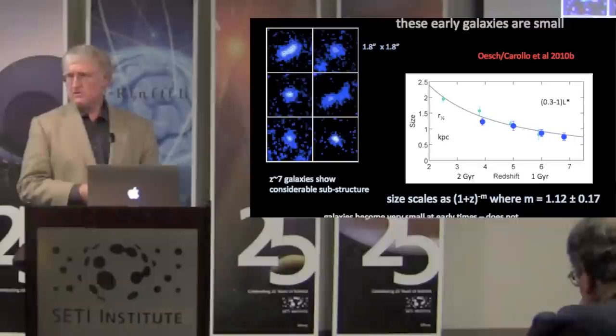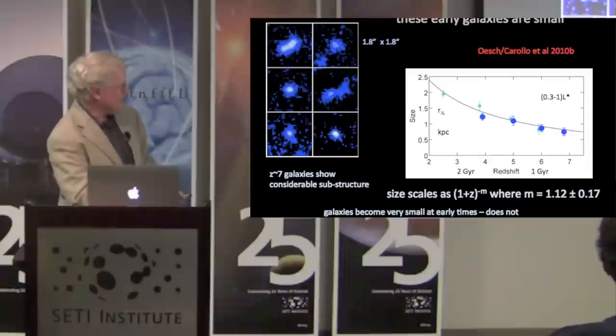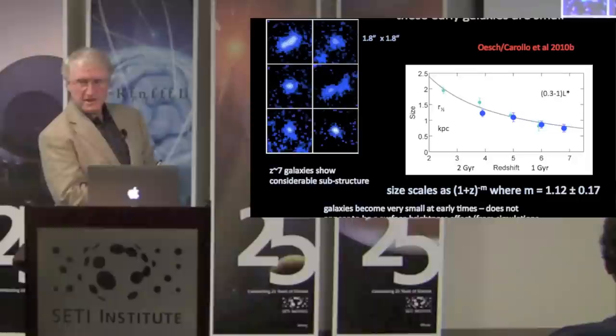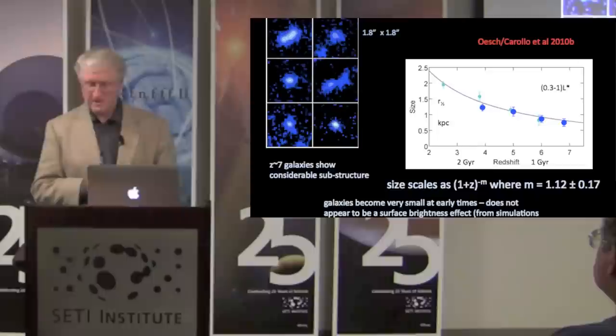They look like fuzzy little blobs, interestingly, but we can measure their sizes and we can look at how that changes. So this is with redshift, with time, from redshift 7, about 800 million years back, to a couple of billion years back here. There looks to be evidence for interactions. That's just exactly as we would expect. Star formation is very clumpy in these objects. So we can look at the scale and sizes.